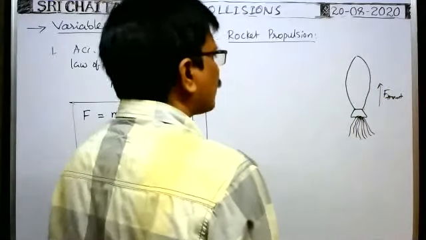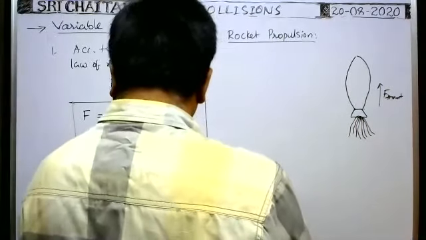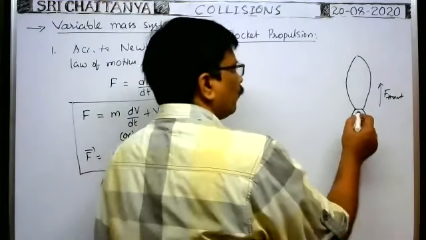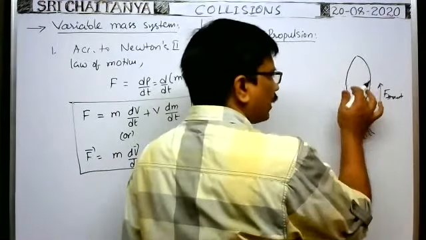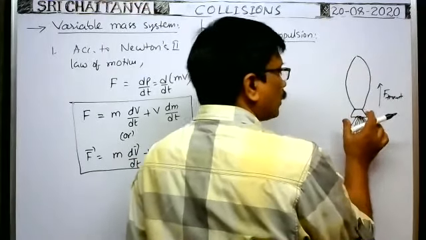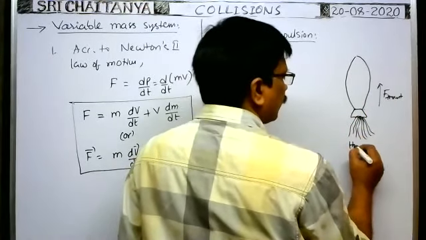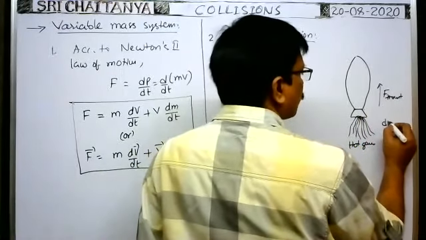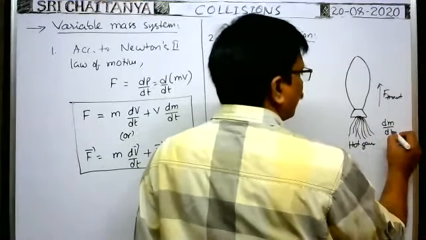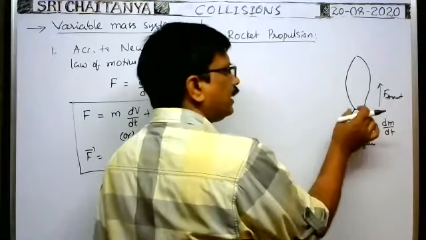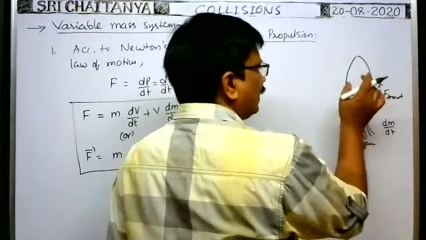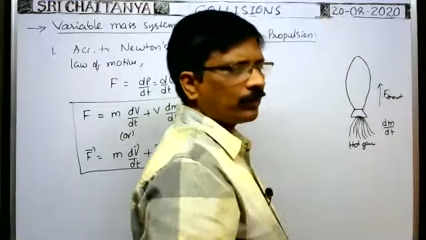So what is the thrust on the rocket? We have to find first. Suppose whenever the hot gases come out from the rocket, the rate at which the hot gases come out, that is dm by dt. That means for every dt seconds, dm mass of the hot gases comes out. So for every dt seconds, dm mass of the rocket decreases now.